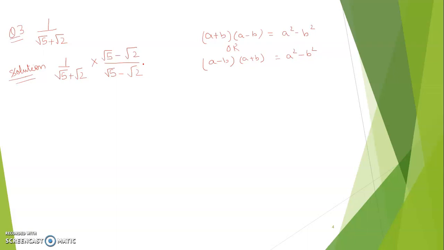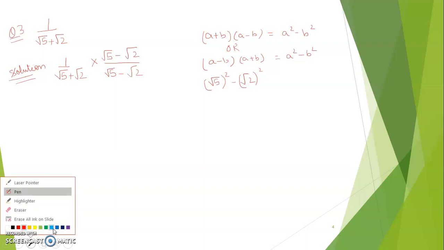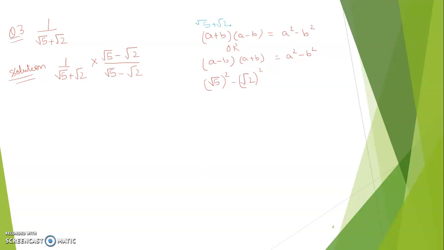So what is the value here? A is root 5. So root 5 whole square minus root 2 whole square. Okay, so you can see carefully, students. A plus B, this is A plus B. You can write here, so I'll change the ink. You can compare, it will be easy. See here, root 5 plus root 2 multiplied by root 5 minus root 2. A plus B into A minus B is A square minus B square. So root 5 whole square minus root 2 whole square.